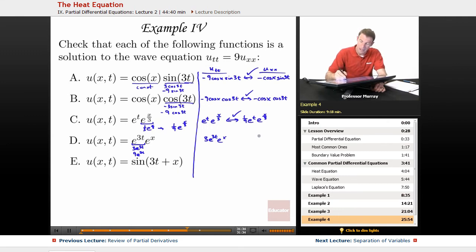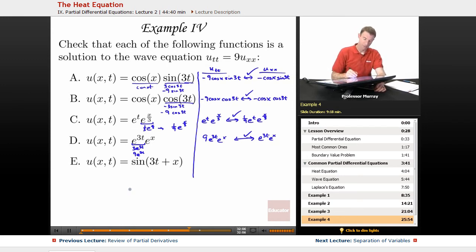Over on u sub xx, that means e to the 3t is a constant, and the second derivative of e to the x is just e to the x. And so, oops, I wrote a 3 here. It should have been a 9. So comparing the left-hand side and the right-hand side, the left-hand side really is 9 times as big as the right-hand side. So looking back up at our differential equation, u sub tt is equal to 9 u sub xx.